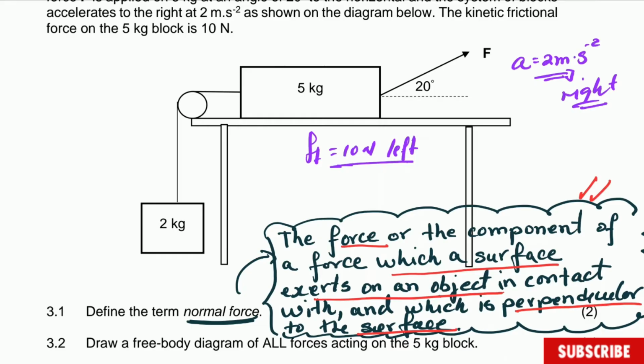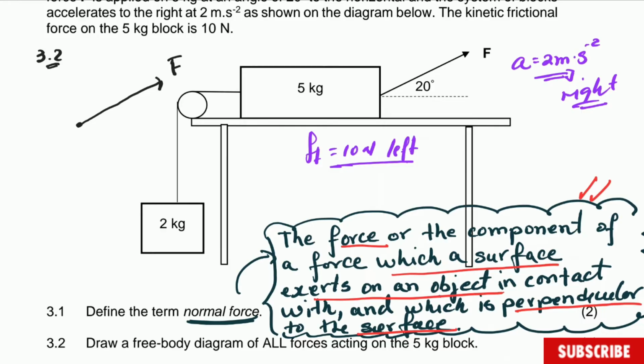Question 3.2, draw a free body diagram of all forces acting on the 5 kilogram block. So we're going to do that one real fast here on the left, and it may happen that we have to do another free body diagram to understand the question better. So here we are, and the object is going to be this dot. What forces are acting on that object? We have the applied force F. You can write F there.